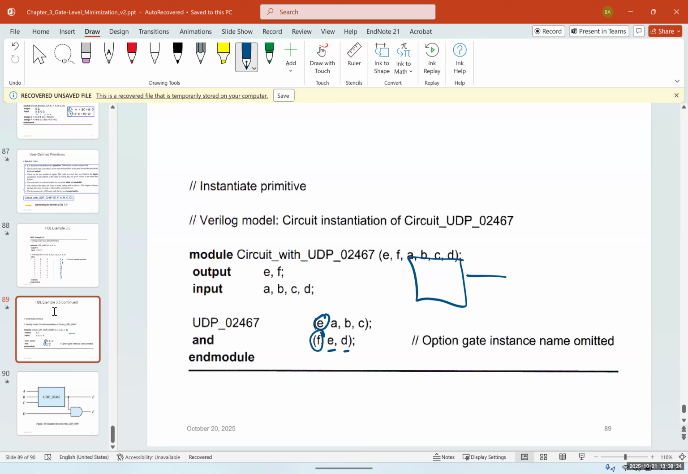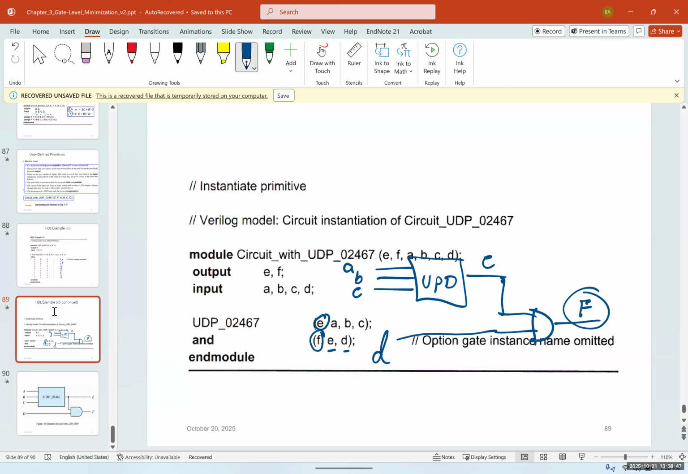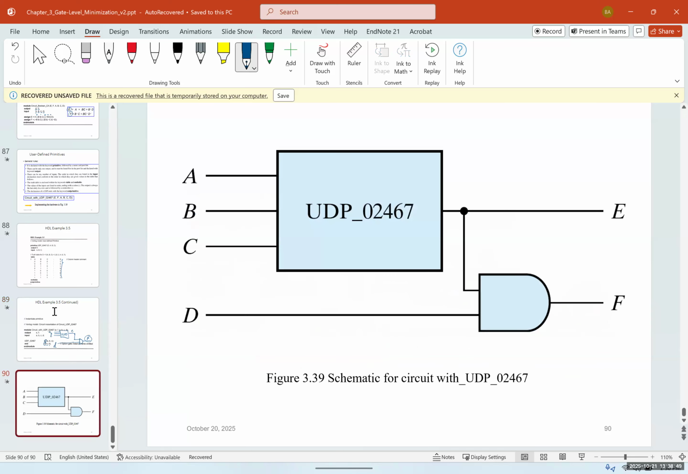So we have a system, the UDP that we have. It has 3 inputs, A, B, C. And this output is called E, and it's ANDed with another input D, and the output is going to be called F. And you can see here this schematic for a circuit with a UDP.